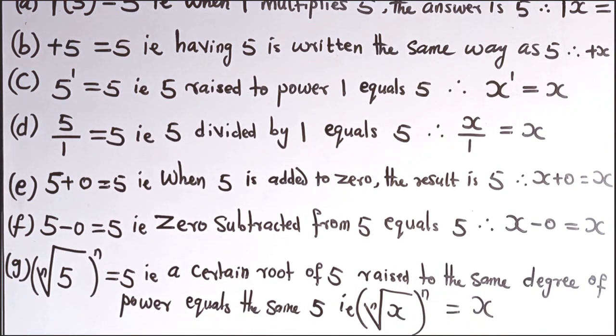Don't forget that here we have about 7 different kinds of operations, which when carried out on 5, produced 5 as the answer. Therefore, we also conclude that there exist about 7 different kinds of operations, which when carried out on any term will give that term as the last answer.